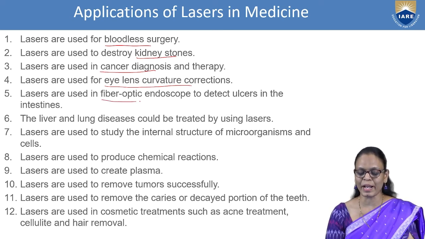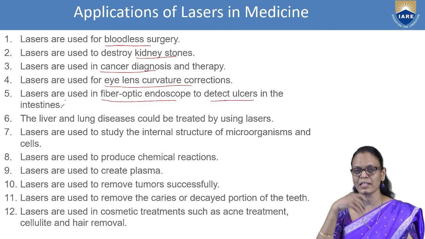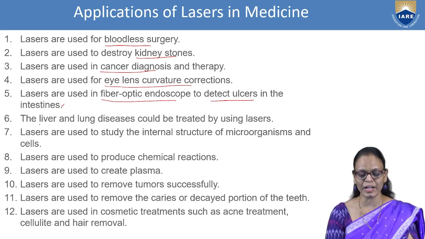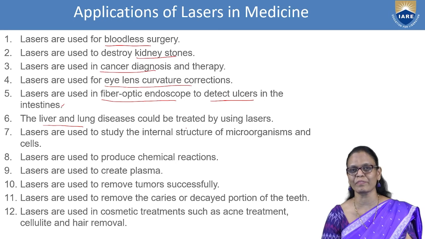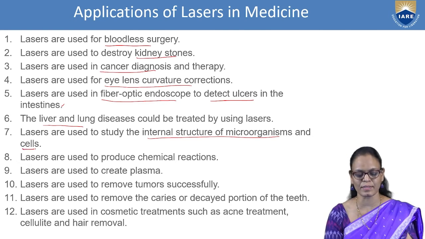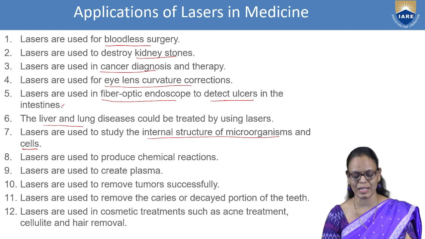Then fiber optic endoscopy is used to detect ulcers inside the intestines. They send the endoscope inside with a camera and they find it. Then liver and lung diseases can also be treated, we have seen. Then laser is used to study the internal structure of microorganisms and biological cells that are present inside the body. If they have to study the structure, they use laser.